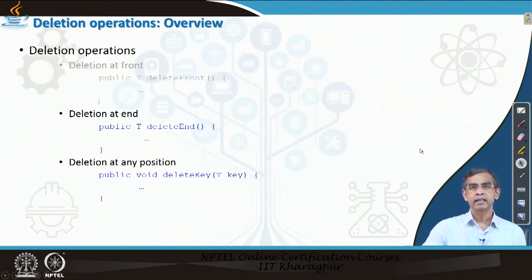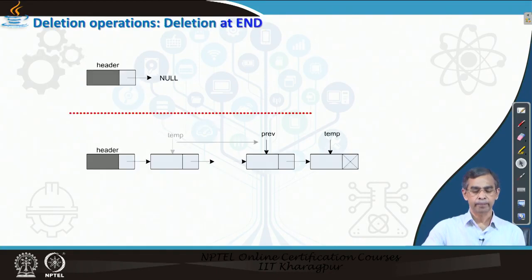Now, let us consider the other method, delete end. Now, in the delete end method again there are two situations, empty list or non-empty list. In case the list is empty, we do not have to do anything. In that case, if we call this method for a linked list, it will return null. On the other hand, if the list is not empty, then what we have to do, starting from the header, is go to the last node. Let the last node be temp.